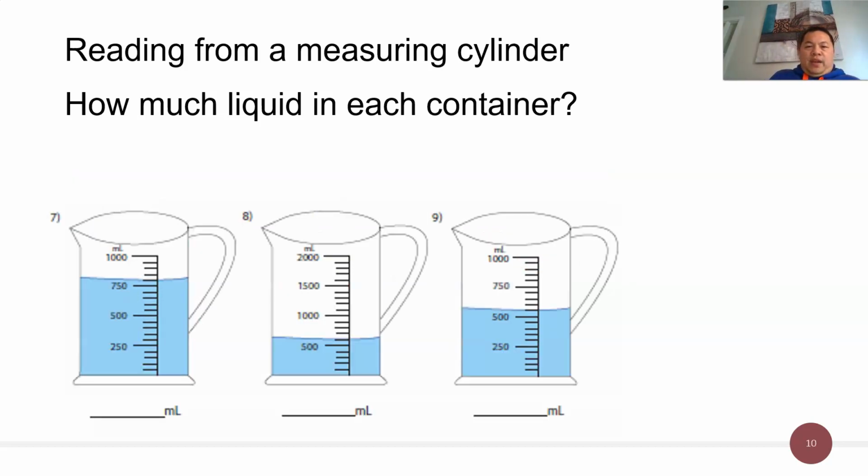Okay, there are 3 questions here. I would like you to try on your own. Okay, pause the video. Once you're done, I'll continue playing it. I'll give you the answer. So for this case is 800 ml. This one is actually 600 ml. This one is actually 550 ml.